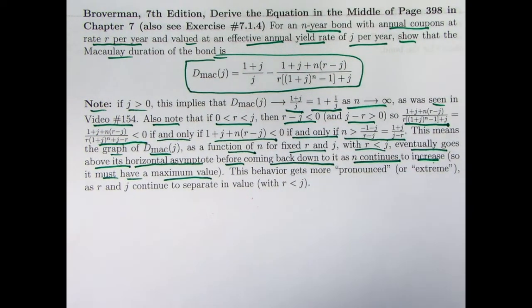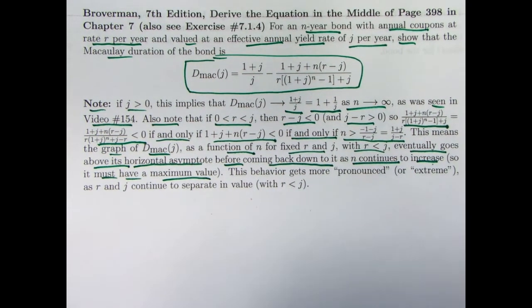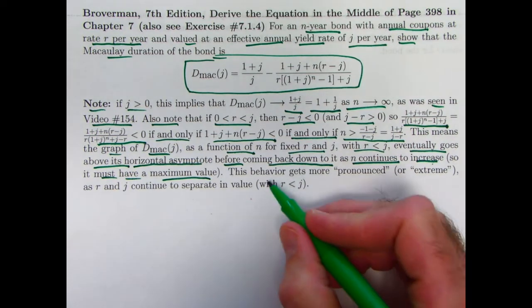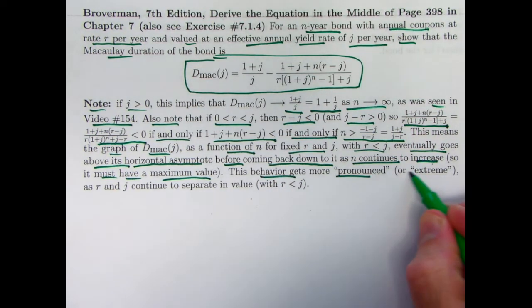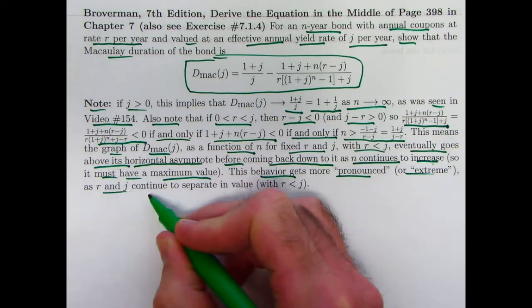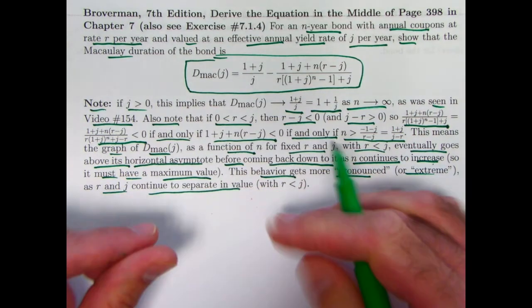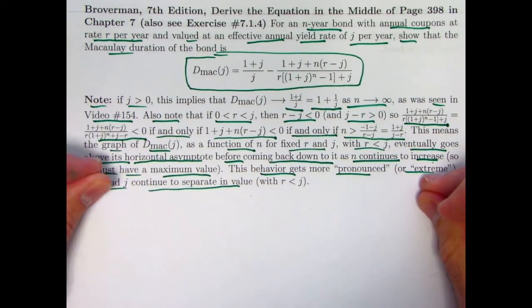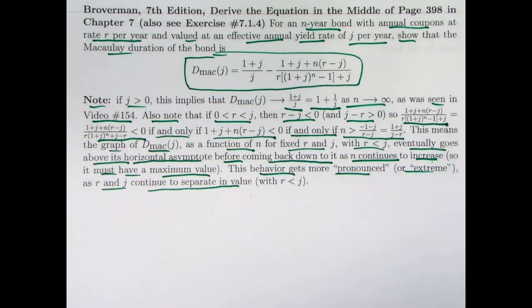And again, we saw that in video 154, graphically with Mathematica. We also saw that this behavior gets more pronounced or extreme as r and j continue to separate in value with r less than j, as they get further and further apart. That maximum gets more pronounced or extreme and also moves to the left. It's for a lower value of n, actually. Okay, so that's pretty interesting.